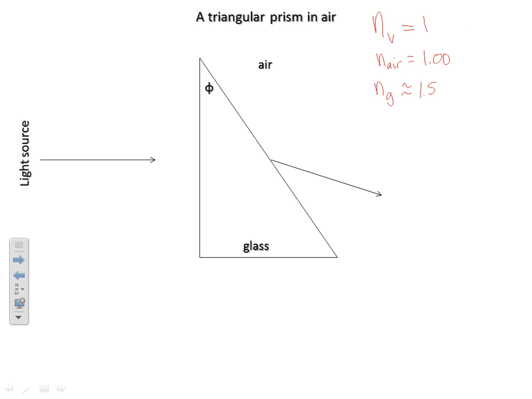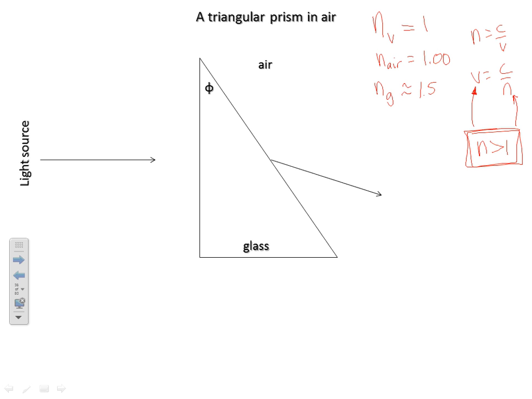N is c over v, or v is c over n. There's nothing that can be faster than the speed of light in a vacuum. So v has to be less than c, which means n has to be bigger than 1. N is always bigger than 1, for anything other than a vacuum, of course.